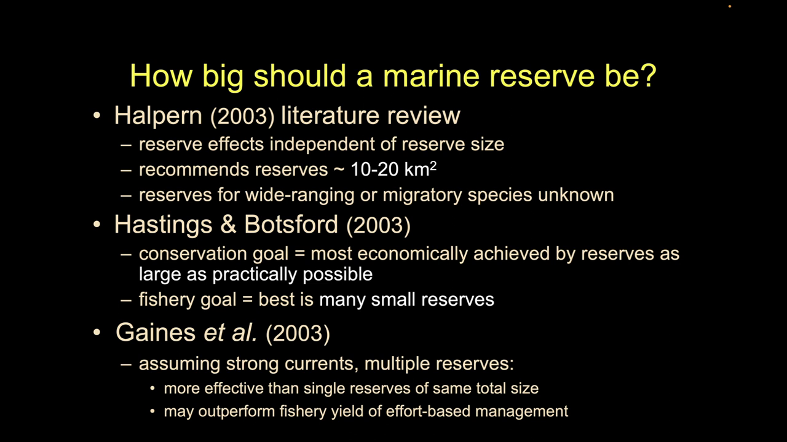And then the group from UCSB was saying that in general, we really need a network. So whatever the answer is, multiple units are going to be better. And that is especially true when we have strong dispersion, primarily through strong currents. So on the order of 10 to 20 square kilometers seems to be common for our types of parts of the world.